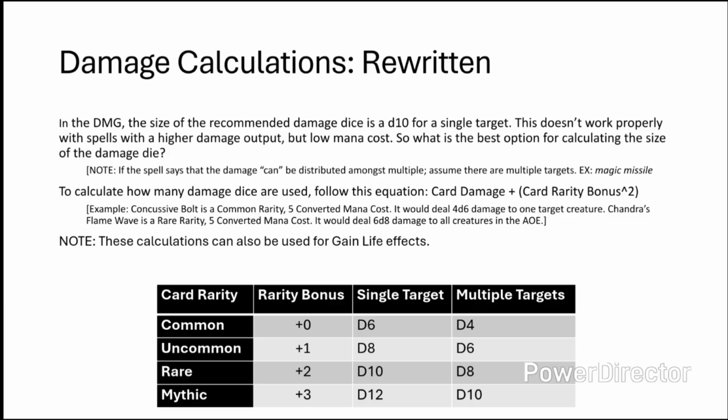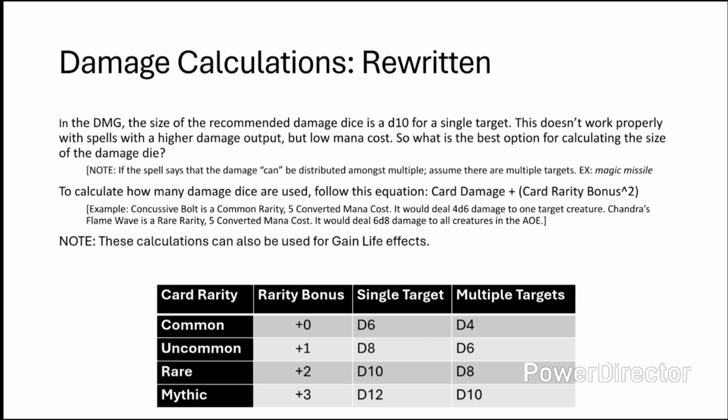And I have two examples for you: Concussive Bolt and Chandra's Flame Wave. Concussive Bolt and Chandra's Flame Wave have the same mana cost, so I thought this would be a fitting little example. Concussive Bolt is a one-target ability, so it'll be using the D6 damage die. Since it is of common rarity, there are only going to be 4d6 hitting this one singular target.